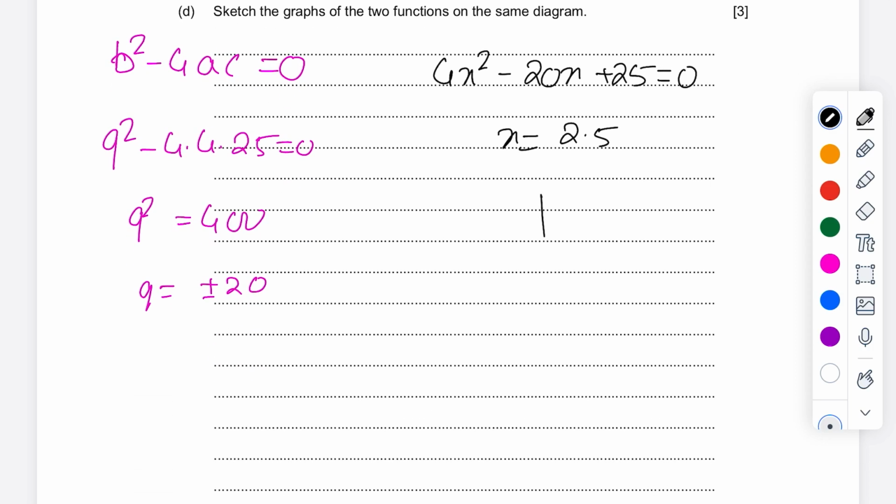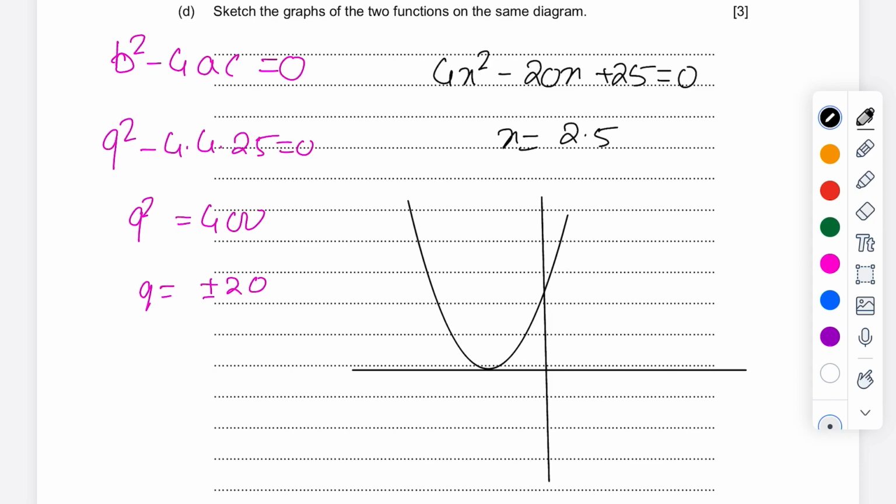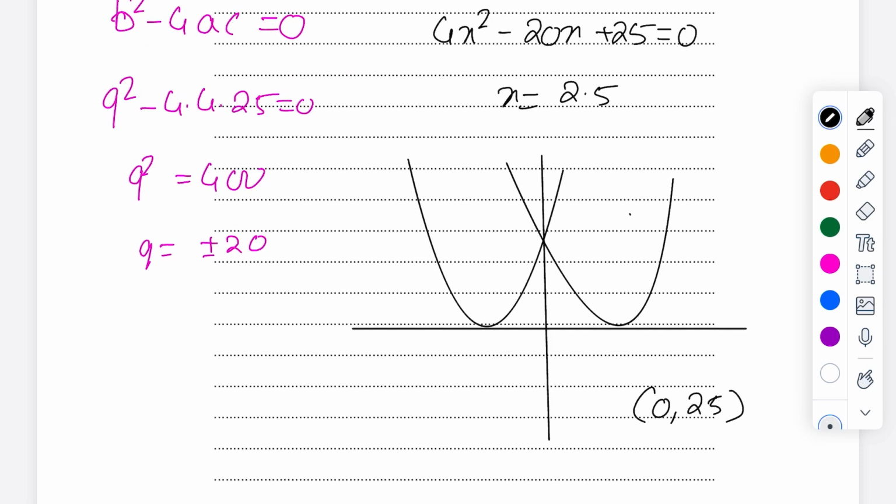So I'm drawing both the graphs. One graph looks like this and another graph looks like this. The point of intersection is going to be (0, 25). Sketch the graphs. Already I have done the sketching of the graph.